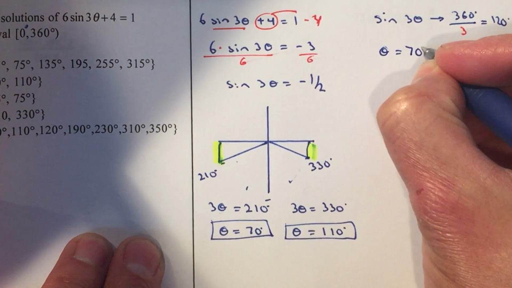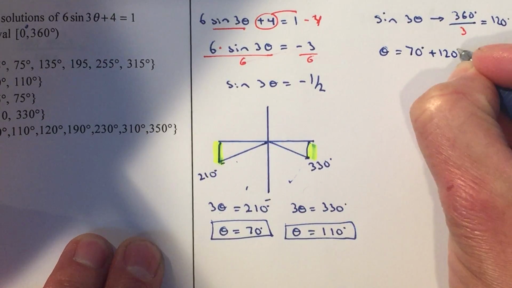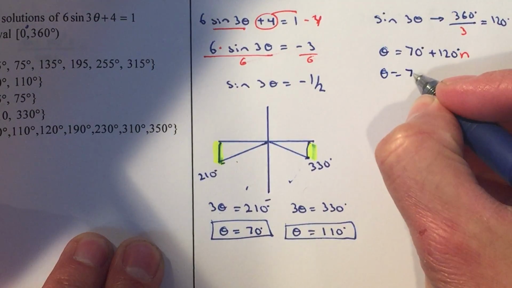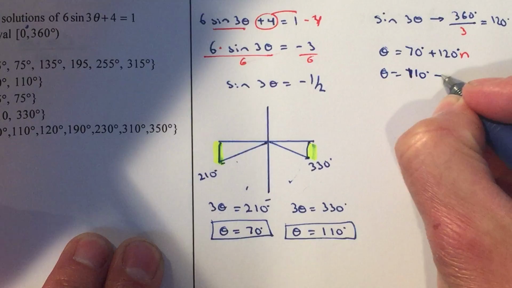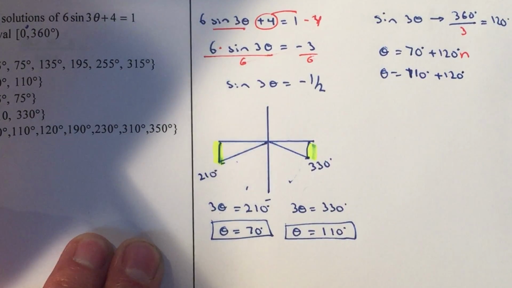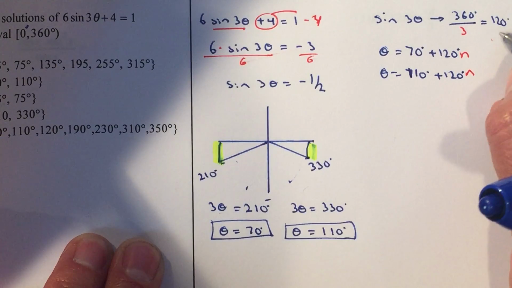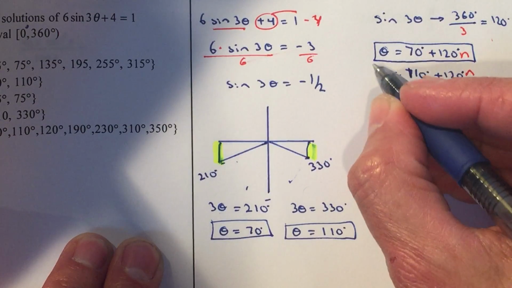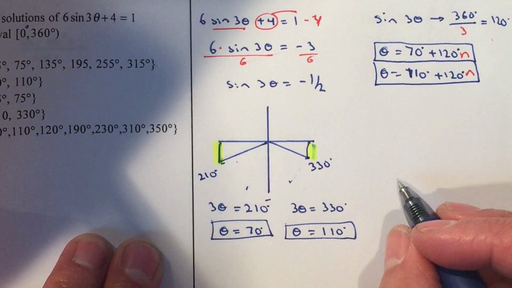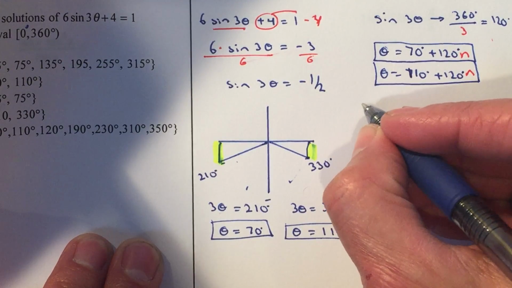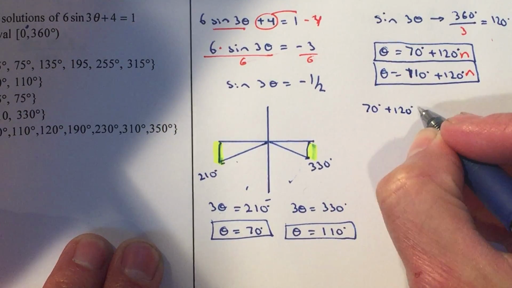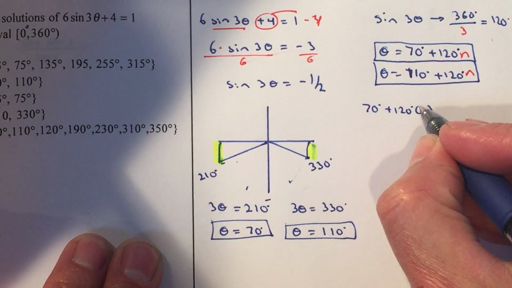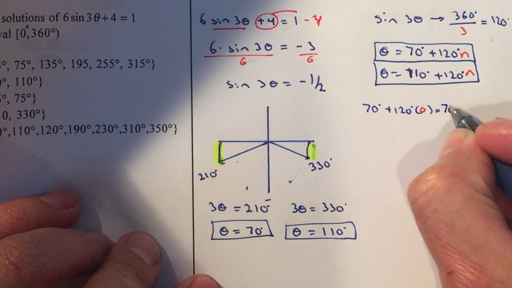So now we are going to find all the solutions. Theta is equal to 70 degrees plus 120 degrees n, or theta is equal to 110 degrees plus 120 degrees n. 120 degrees is the period, how often it repeats. So each solution will be repeated every 120 degrees. So you can go through the process and just say, okay, 70 degrees plus 120 degrees n, and start by plugging in a 0. That gives you 0, plus 70 will be 70 degrees.